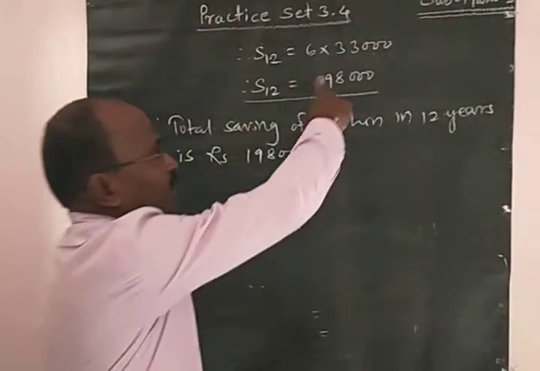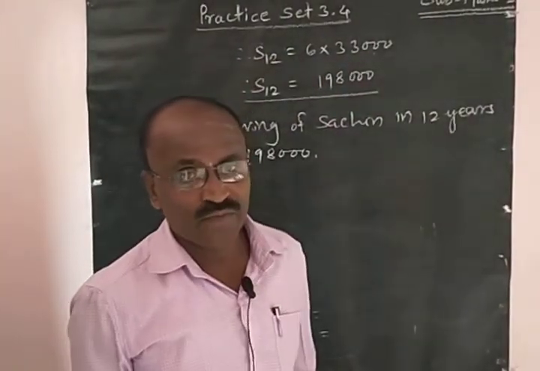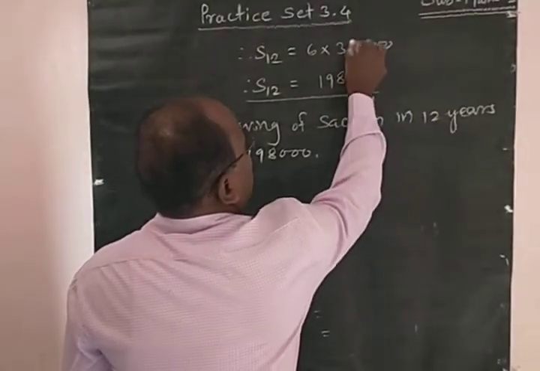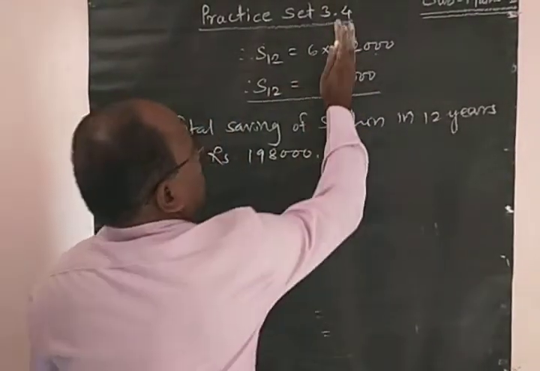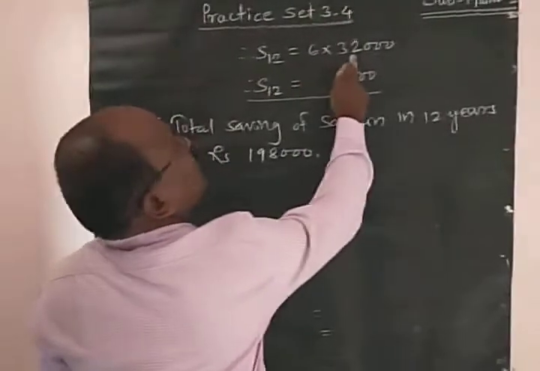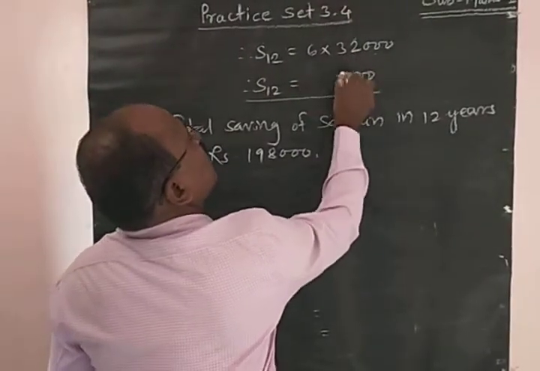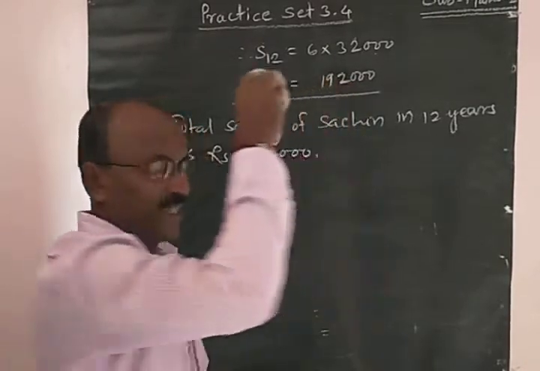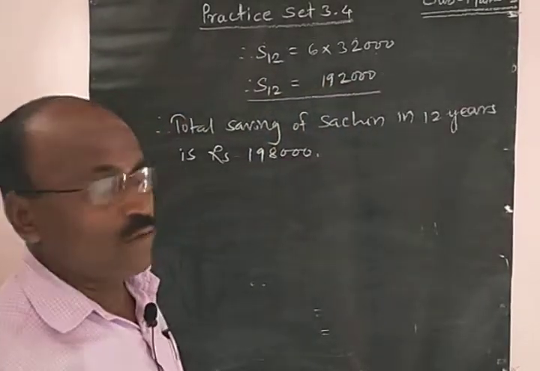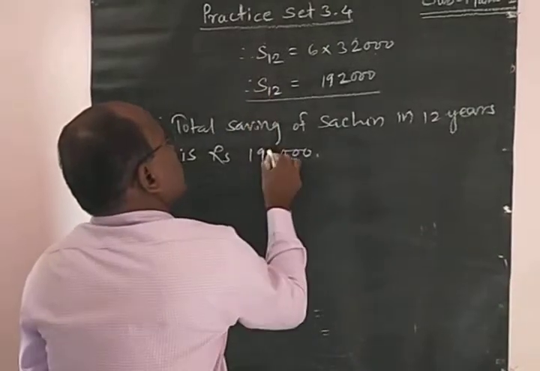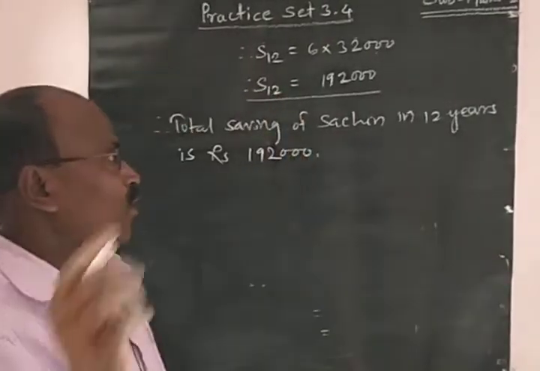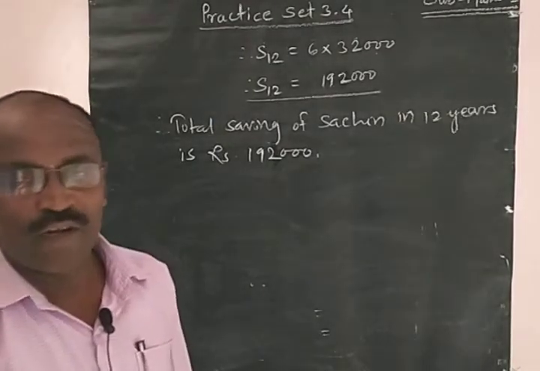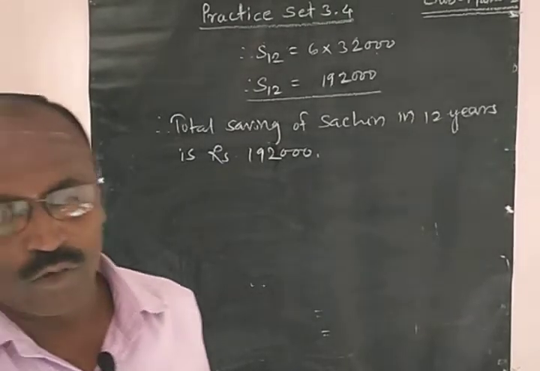Okay, so sorry, here 10,000 plus 22,000, there will be 32,000. So here multiplication will be 6 into 2 is 12, carry 1, 6 into 3 is 18 plus 1 is 19. So 1,92,000 is there. Therefore, total saving of Sachin in 12 years is rupees 1,92,000.